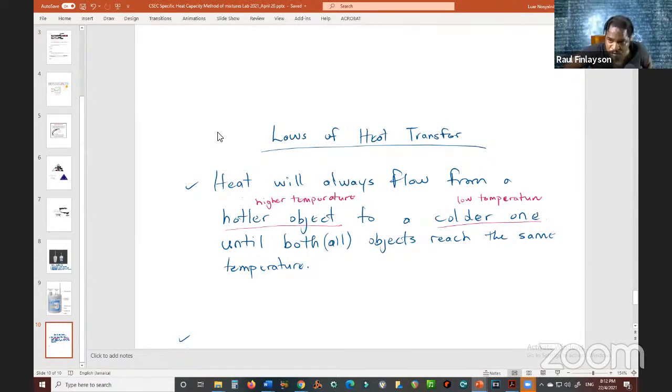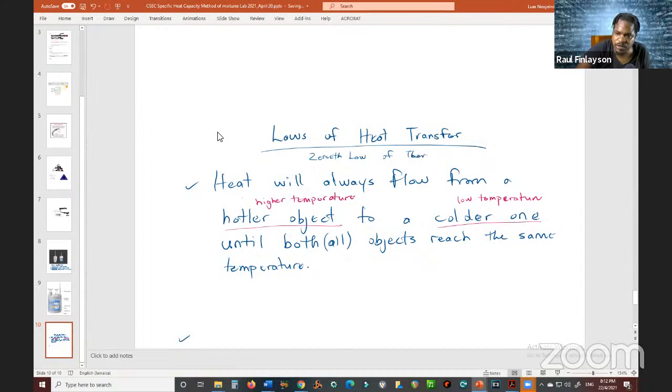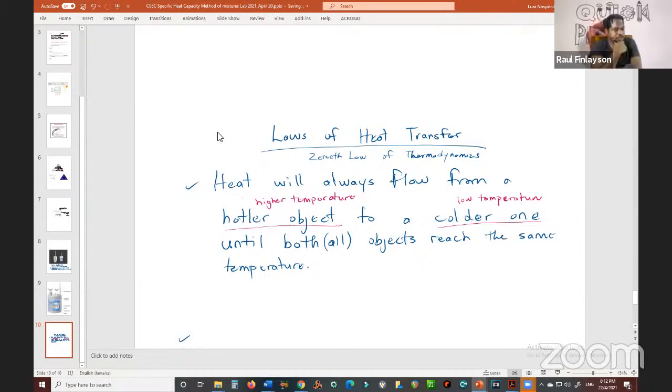This one, no. That's actually the 0th law of thermodynamics, if memory serves me correctly. So you can look that up for extra reading though. Yes, sir. All right.